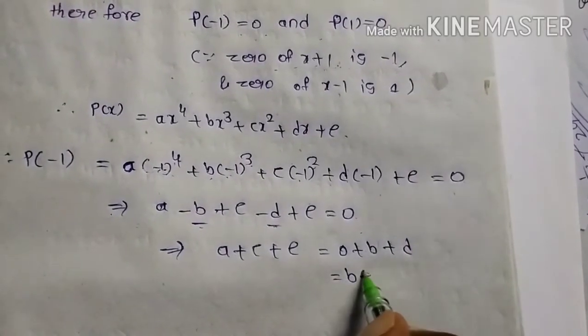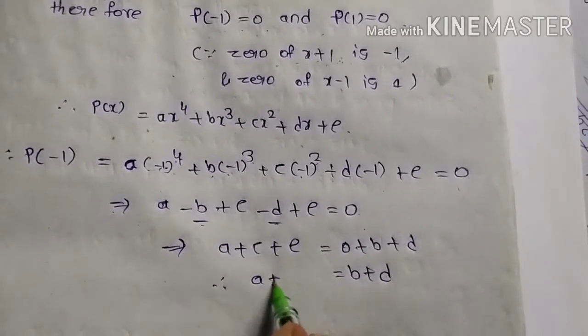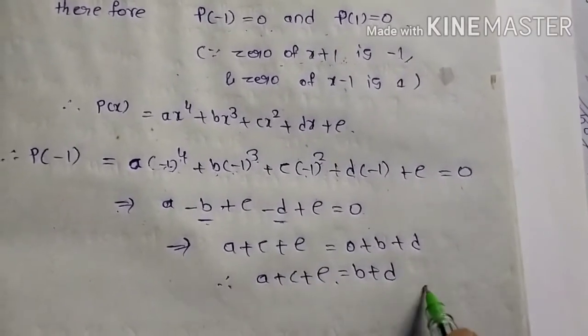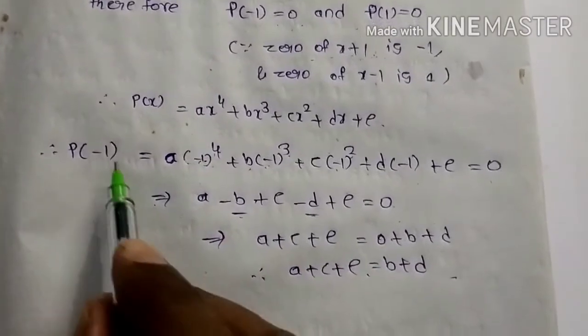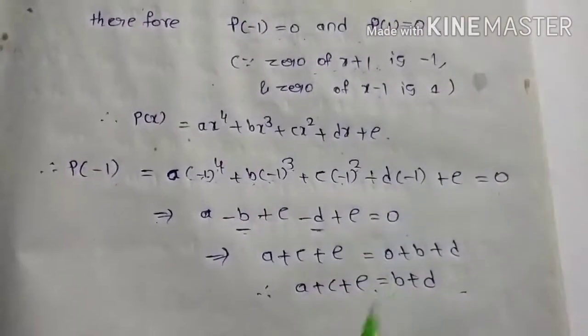That means what you are getting is how much? b plus d only. That means you can remember here, therefore a plus c is equal to how much? b plus d. This is while solving p of minus 1. Now you can find one more: p of 1 is equal to 0.